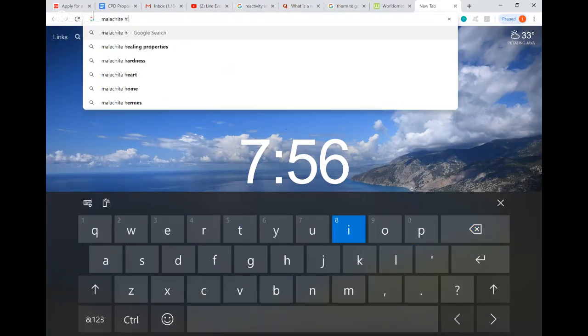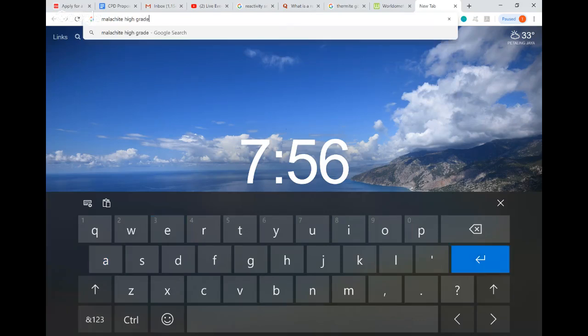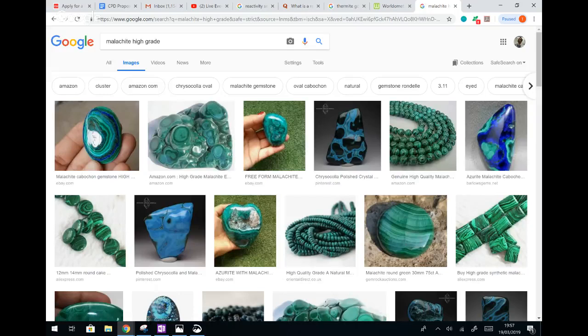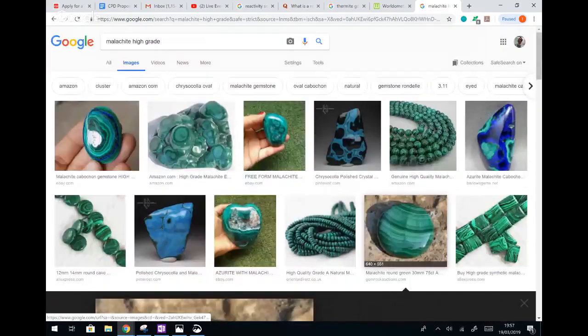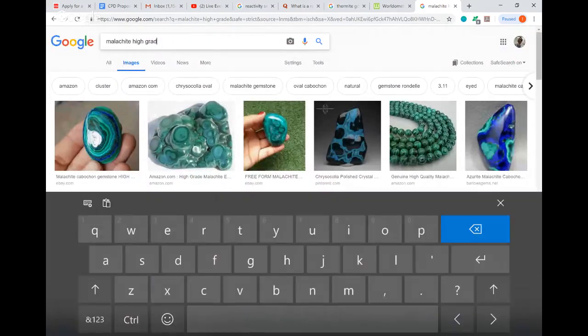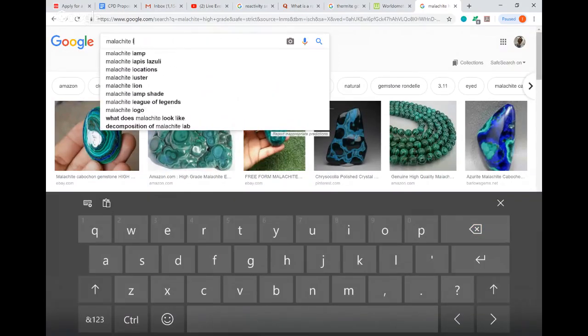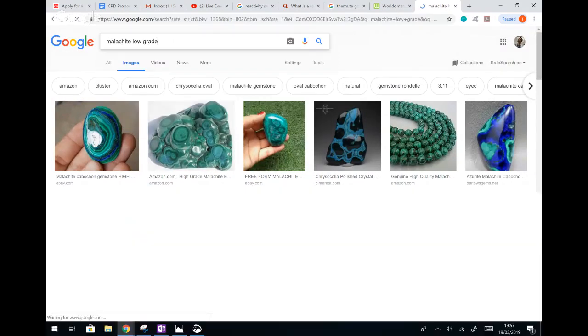Malachite high grade. And look what we see. We see beautiful malachite. That's high grade malachite. That is 90% plus copper carbonate. If we go malachite low grade, look at the difference.